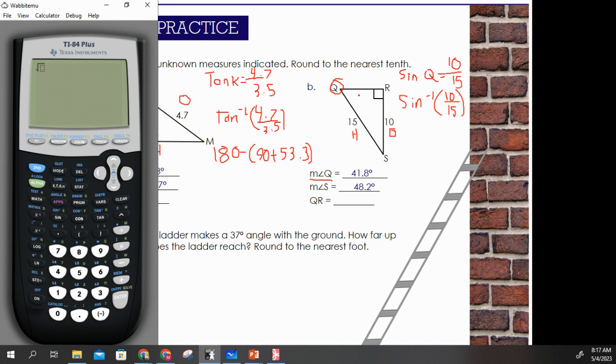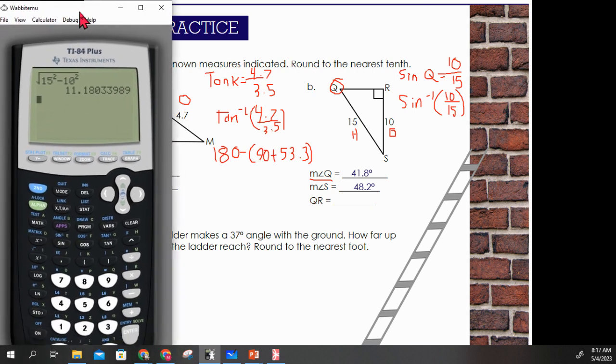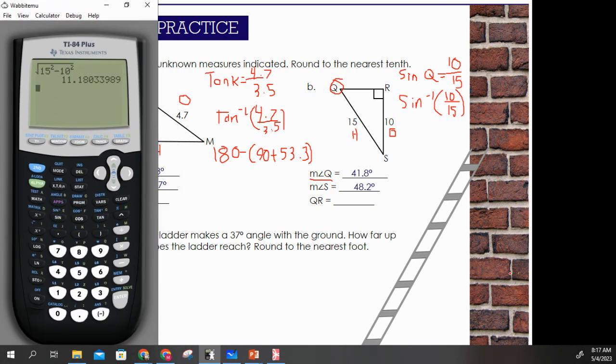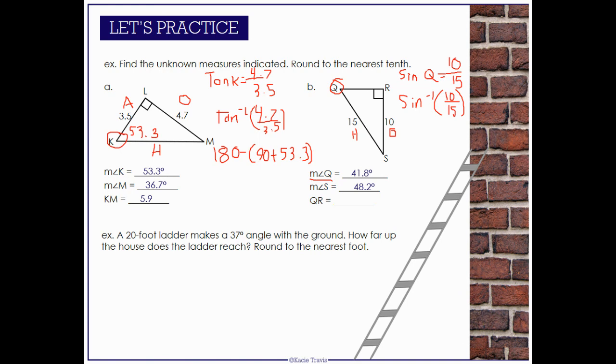Since we're missing the leg, what we're going to do is take the hypotenuse squared, so 15 squared, minus our leg squared, which is 10 squared. And then we'll take the square root of all that. Once we hit all that in the calculator, that gives us 11.180333. Now, they're looking for the nearest tenth, so 11.2 should be good for us. There we go.